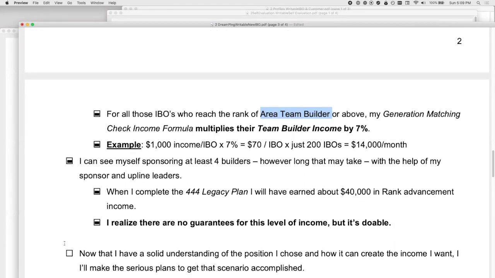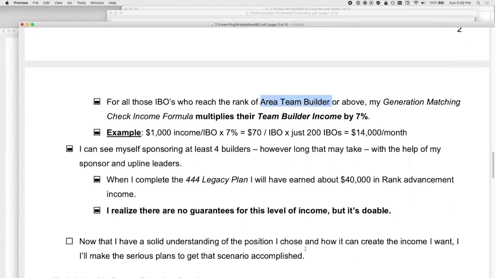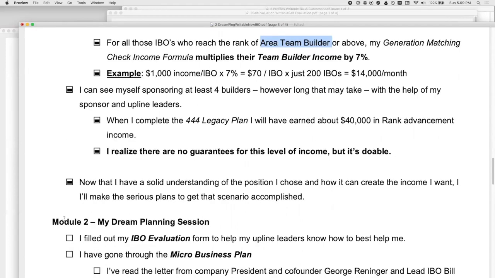So now that you have a solid understanding of the position you chose, whether that's affiliate, team builder, or legacy, and how it can create the income you want, are you ready to make a serious plan to get that scenario accomplished? And of course, I'm going to say yes. So that brings us to module 2. Now we know how we're going to earn the money. Now we have to make the plan to get those IBOs into our business.